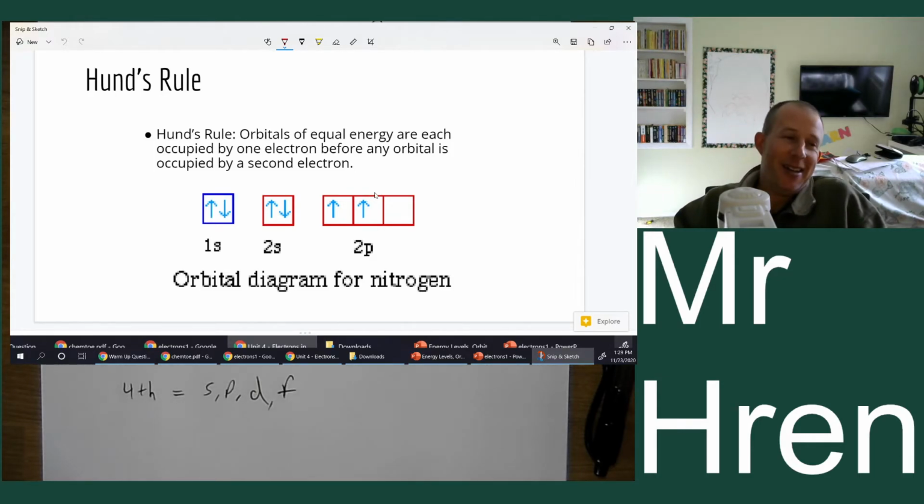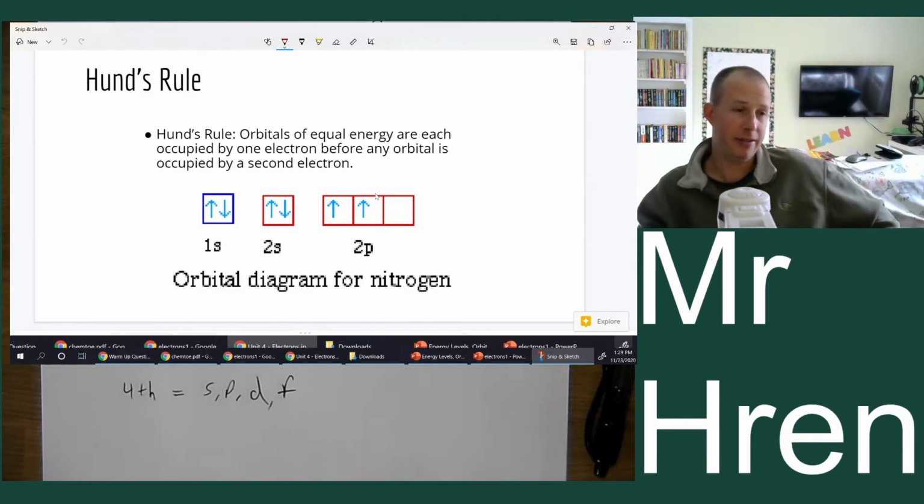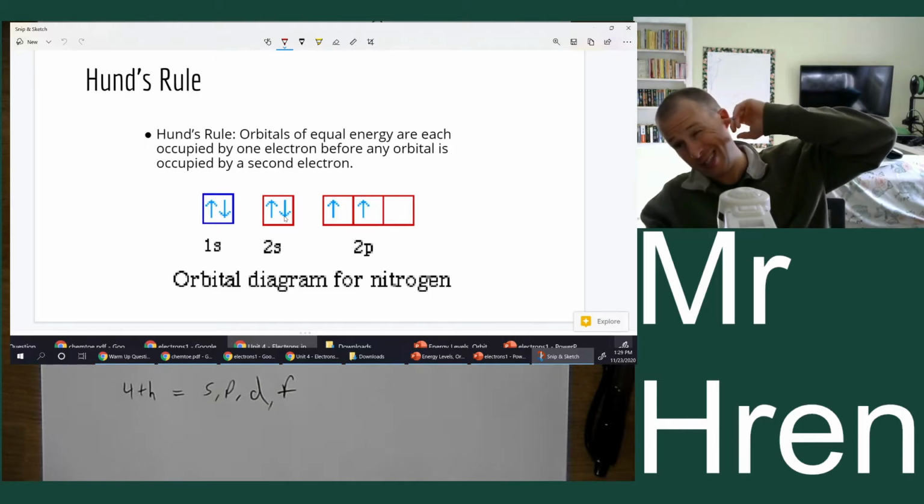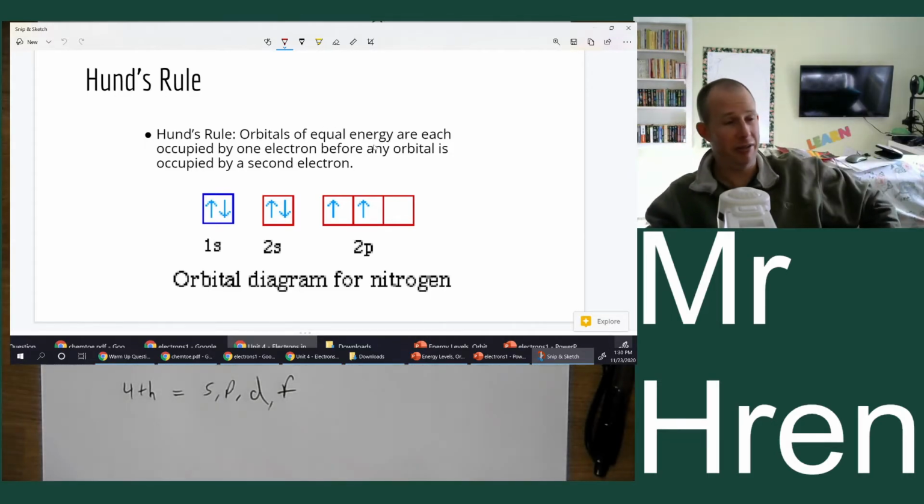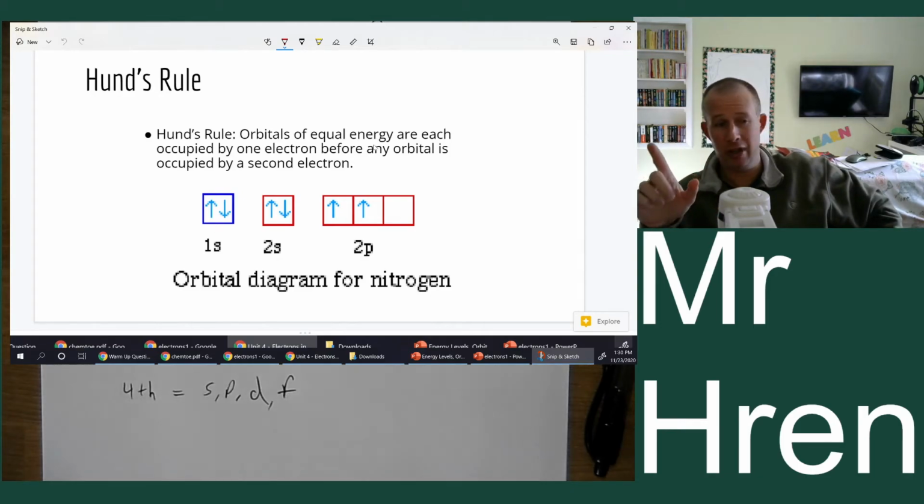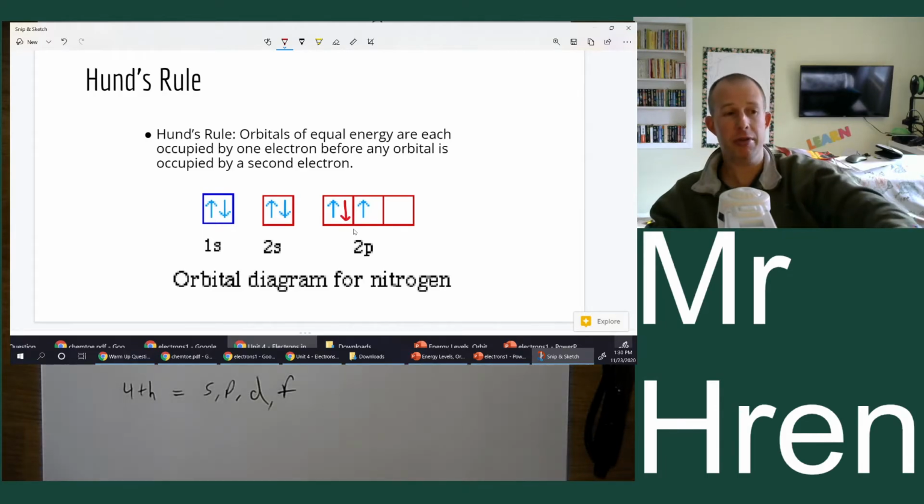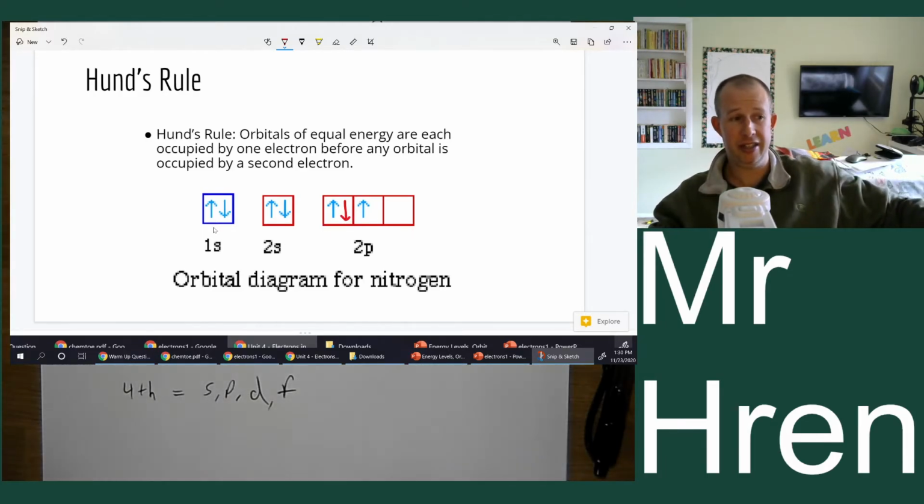But the idea here with this one is pretty much that you've got your stuff. So the 1s is filled up, 2s is filled up. What Hund's rule basically says, this is a fancy way of saying it: orbitals of equal energy are each occupied by 1 electron before you double up. So in simple terms, what this means: you never are going to put an electron in an orbital, and the orbitals in this case are boxes instead of dashes. It's the same thing.